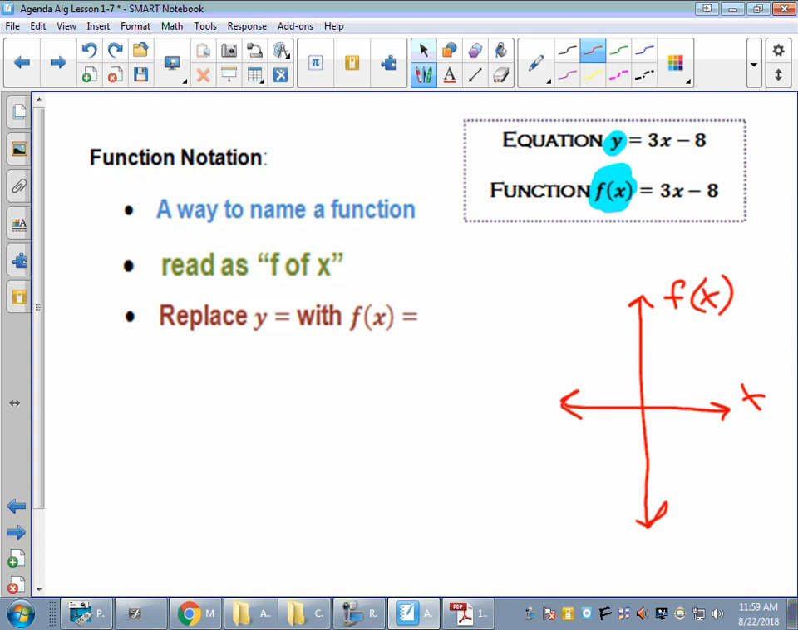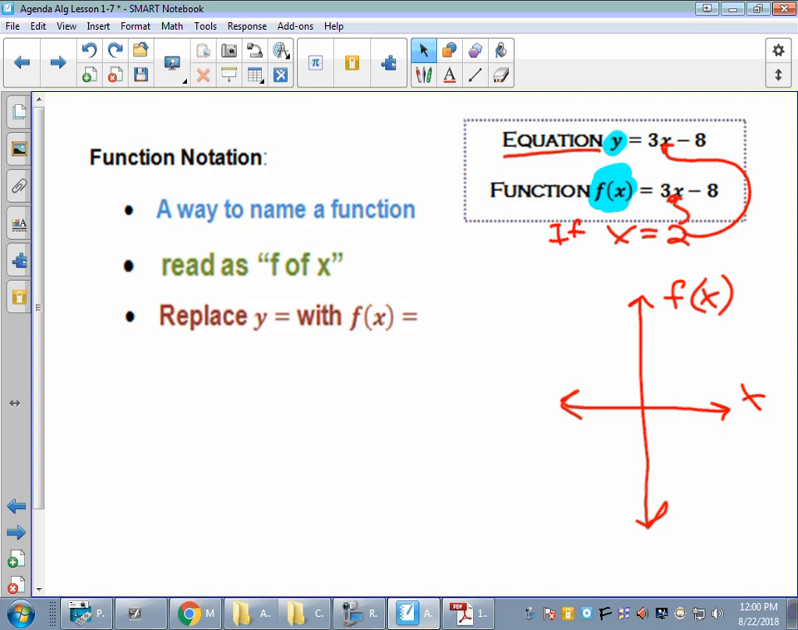Now you could actually find a solution here as well, because if you plugged in, let's say, x equals 2, all you're really doing is substituting that 2 in for everywhere you see an x. So the same with the equation, you'd plug in that 2 here. Same with the function. You're just going to plug that 2 in everywhere you see an x, and then you can find a solution.